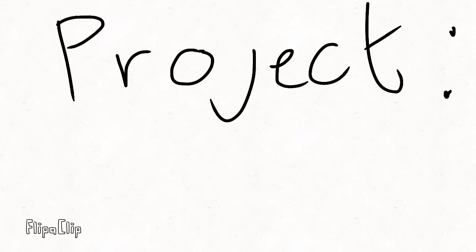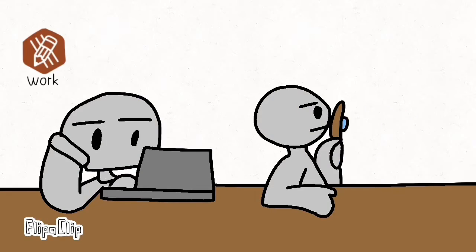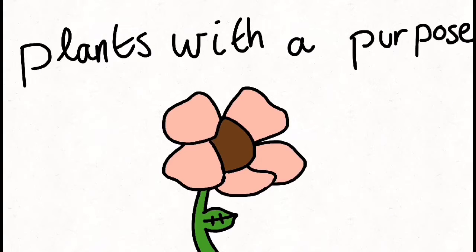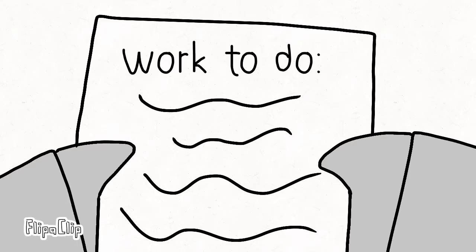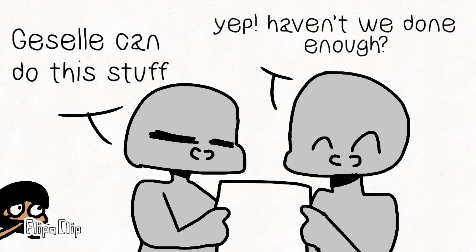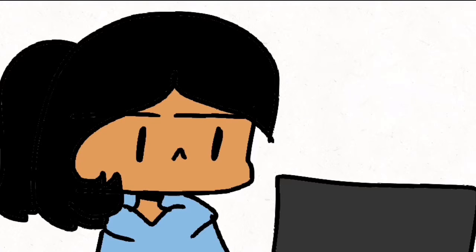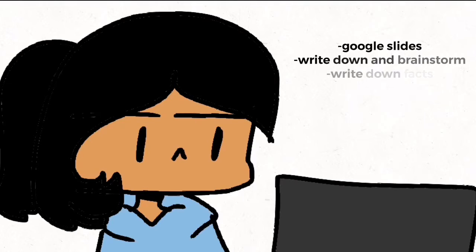Back in fourth grade, we had a project about plants, and nobody would work or pay attention. This project was named Plants with a Purpose. Since this was one of those big projects, our group was forced to finish and the work was all put on me. Some examples of the work we had to fill out was Google Slides, write down and brainstorm our ideas, and write down information on specific types of facts.